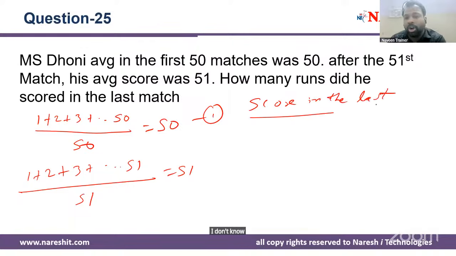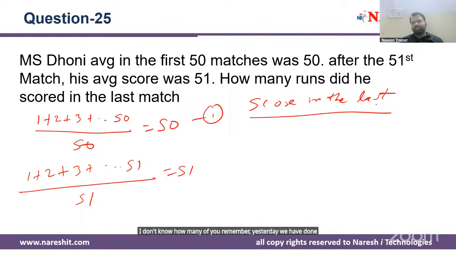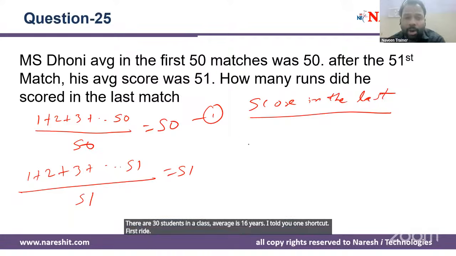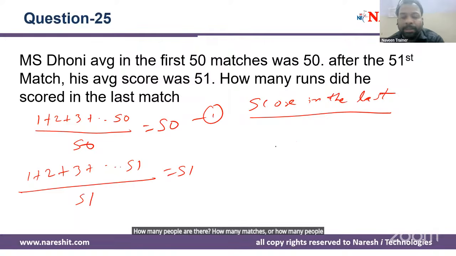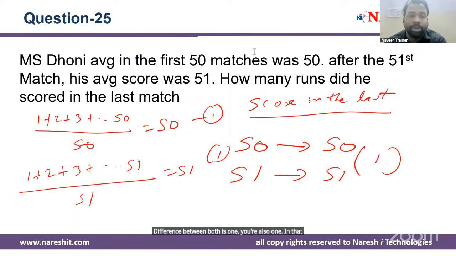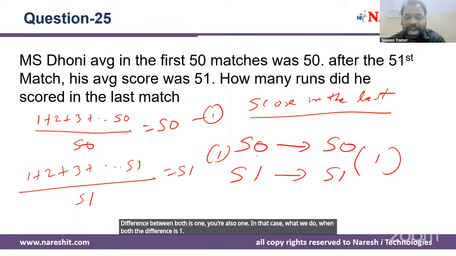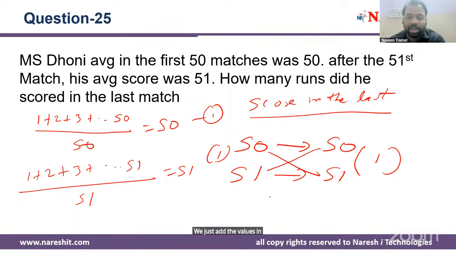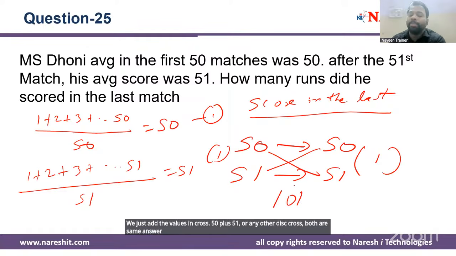I don't know how many of you remember, yesterday we did a similar type of question. There are 30 students in a class, average is 16 years. I told you one shortcut. First write how many people there are, or how many matches, same thing. 50 matches, what is the average? 50. Now how many matches played? 51. What is the average? 51. The difference between both is 1. Here also 1. In that case, when both differences are 1, we just add the values in cross. 50 plus 51, or the other cross, both give the same answer. And that will become your answer.